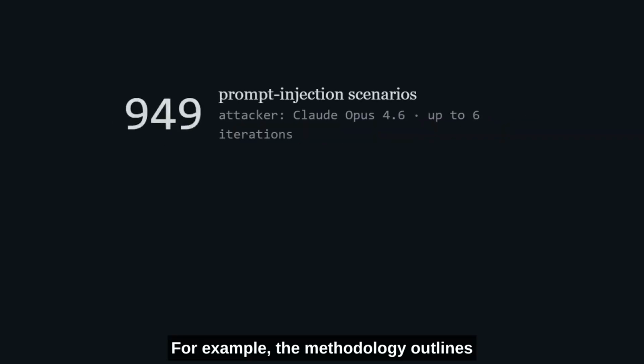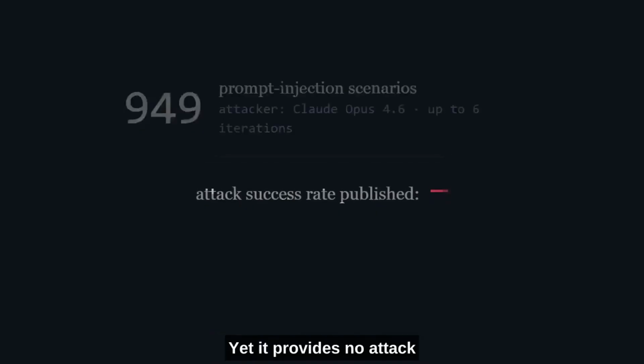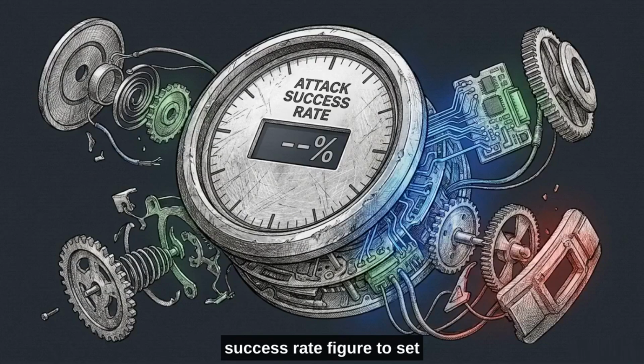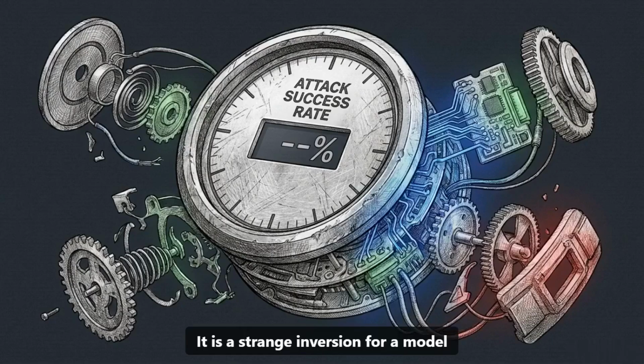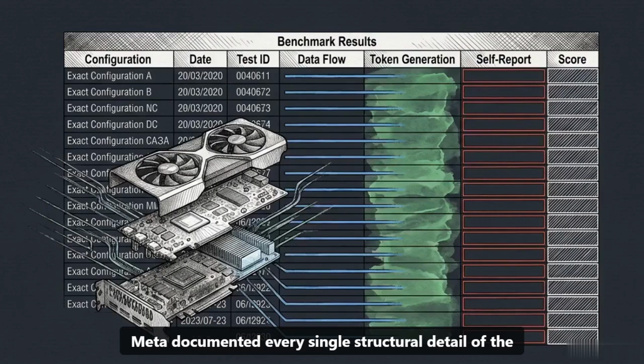For example, the methodology outlines a massive 949 scenario prompt injection safety evaluation. Yet, it provides no attack success rate figure to set expectations for an always-on agent with active tool access. It is a strange inversion for a model whose central pitch is benchmark-verified competence. Meta documented every single structural detail of the measurement, except the measurements themselves.